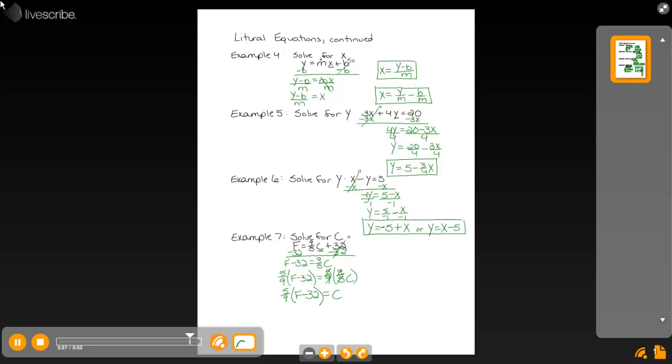And there we have it. A couple of different ways to write your answer. c equals 5/9 f minus 32. Or you can distribute the 5/9 to give you c equals 5/9 f minus 5/9 times 32 over 1, which is 160 over 9. Again, both of these are correct.